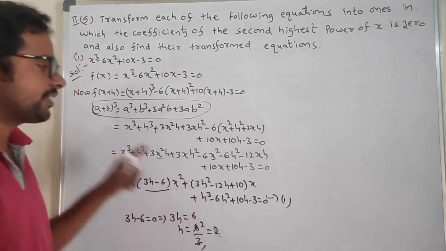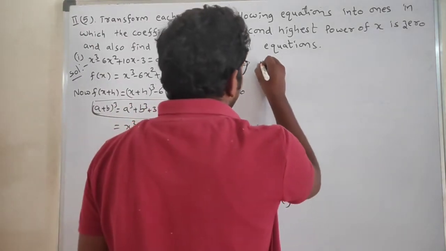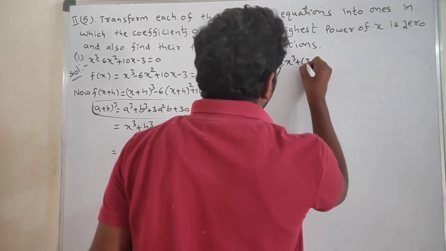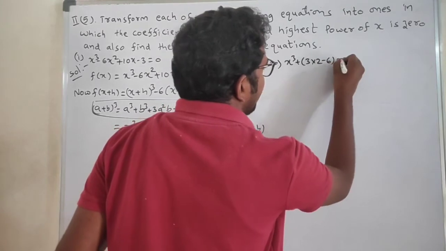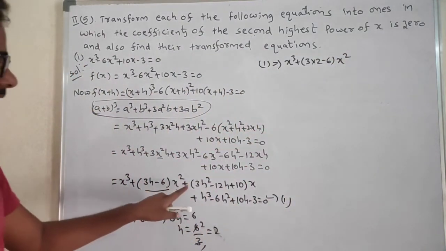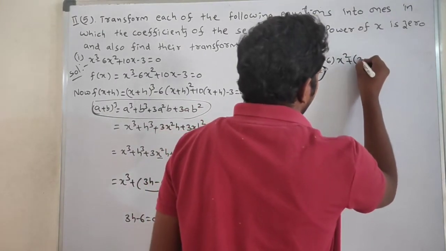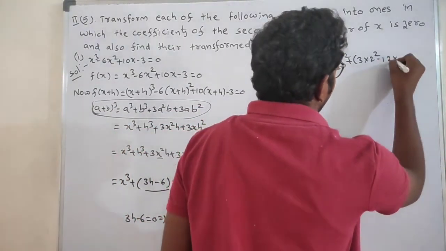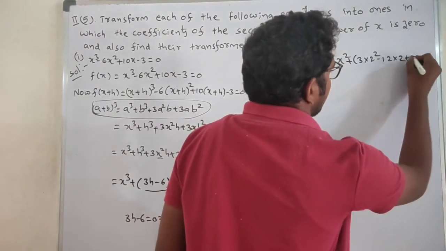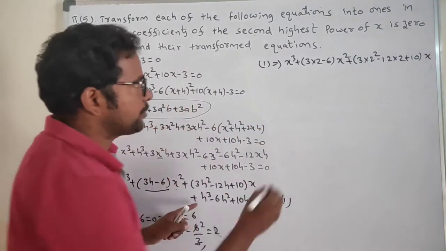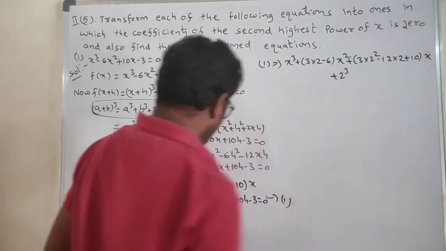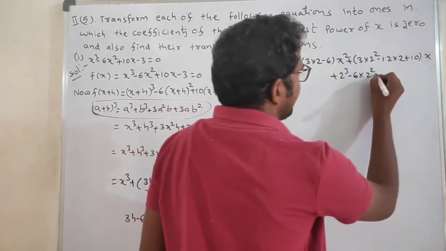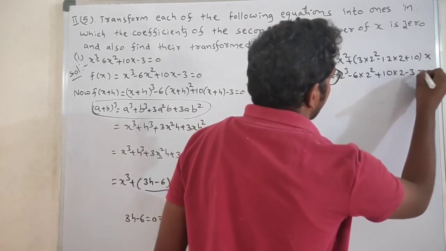Now substitute h equals 2 in equation 1. So x power 3 plus (3 into 2 minus 6) into x square, plus (3 into 2 square minus 12 into 2 plus 10) into x, plus the constant: 2 power 3 minus 6 into 2 square plus 10 into 2 minus 3 equals 0.